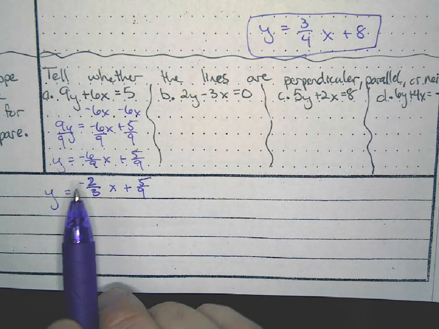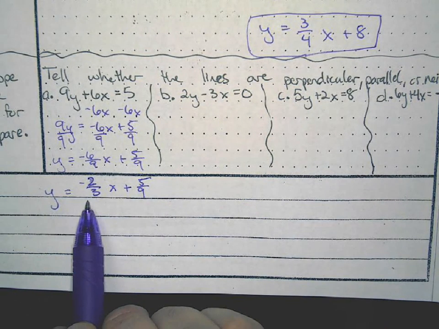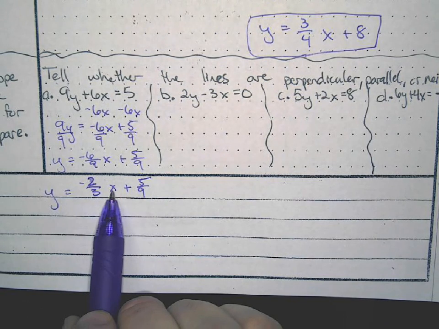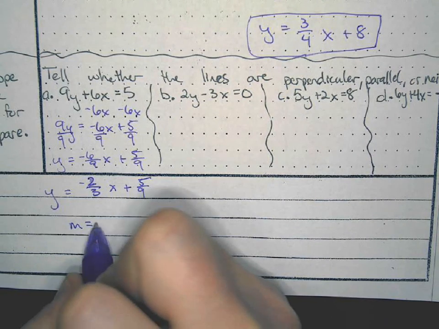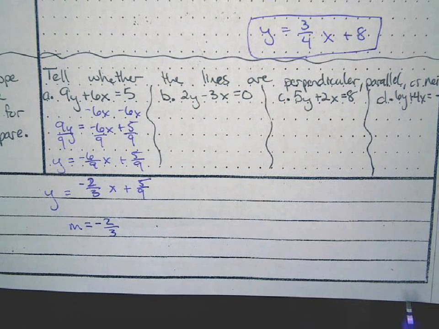Okay, now what's the slope of this line? What's that fraction? It's right next to x, right in front of x. And that's going to be negative 2 over 3. So m equals negative 2 over 3.